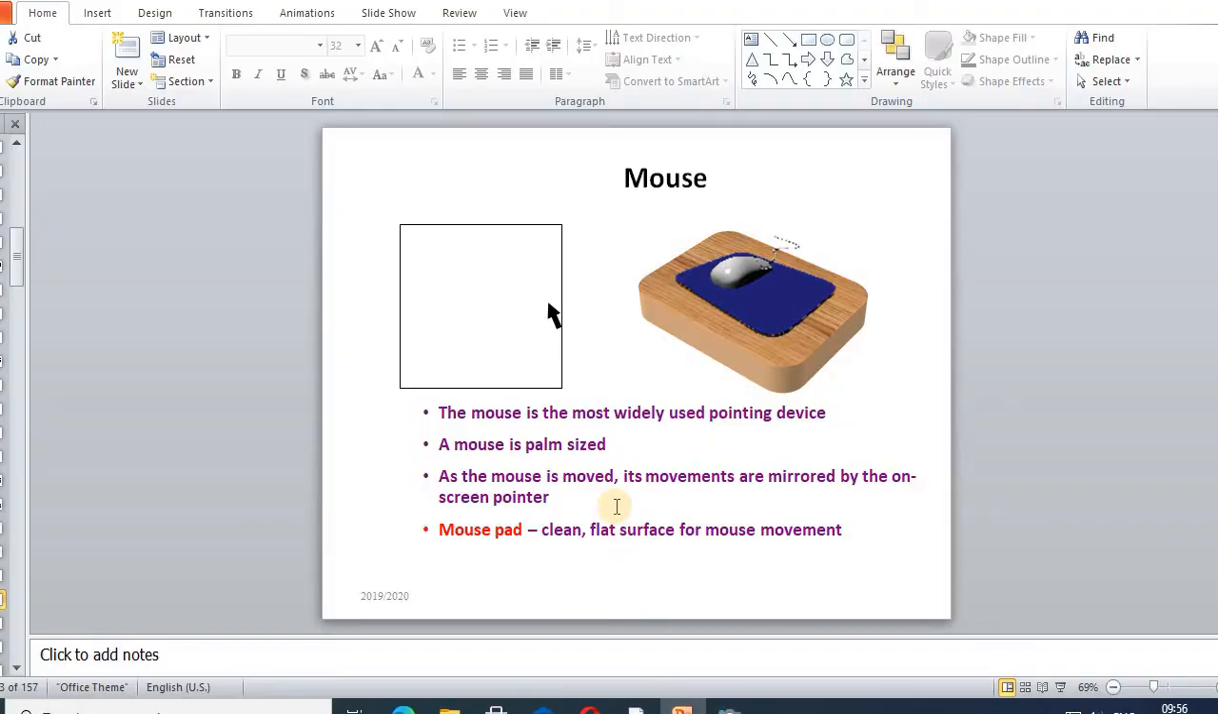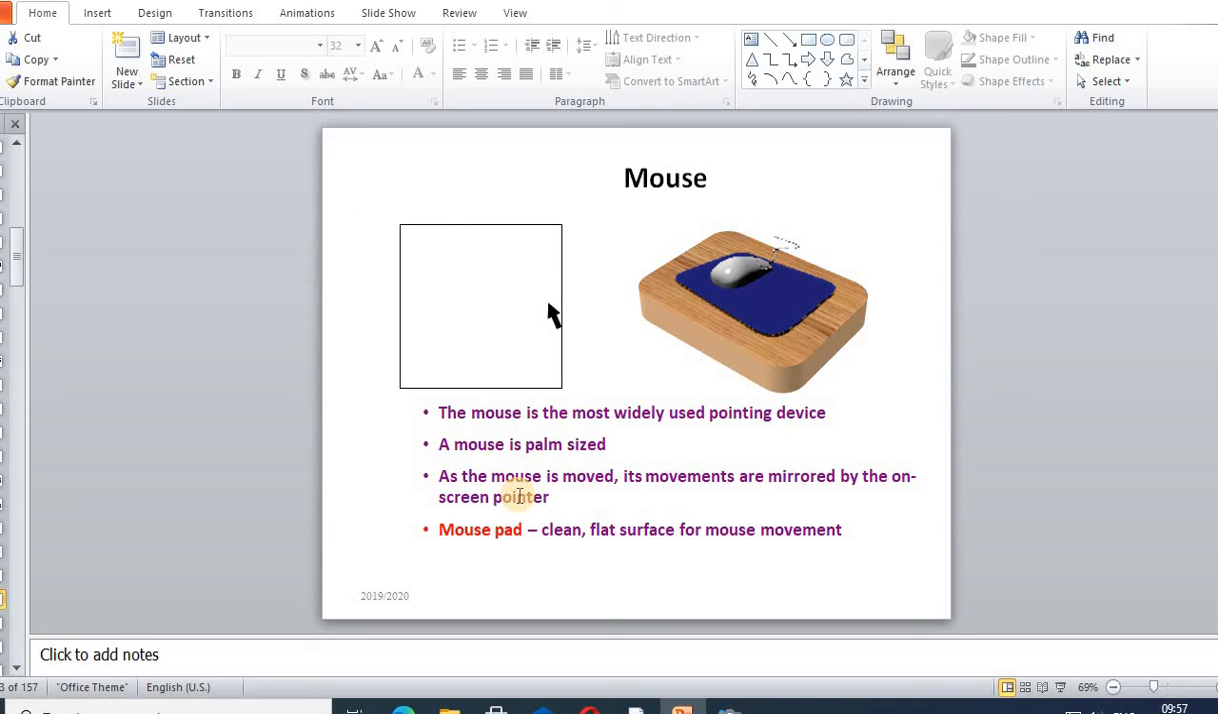And then you're saying the mouse is the most widely used pointing device. A mouse is palm sized. It can fit into your palm. This is my palm, so it can fit there. Is it okay? Then, as the mouse is moved, its movements are mirrored by an on-screen pointer. So as you move like this, the movement will be mirrored. In other words, it is reflected on the screen.